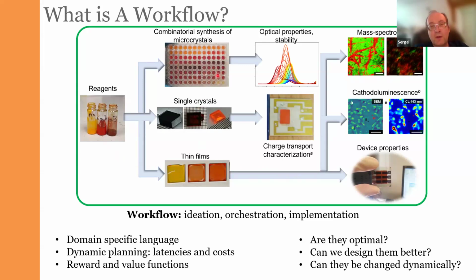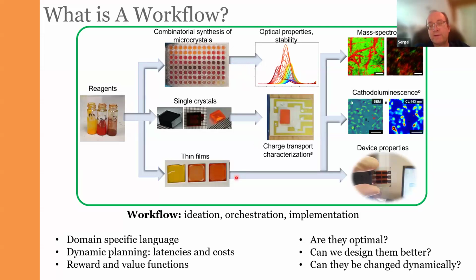For example, we know that combinatorial synthesis is relatively fast, and the characterization of the combinatorial library is also fast. Making films takes considerably more time, and measuring the device property takes even longer. So the problem that we have in the real lab is how can we use the combinatorial libraries and the property measured on the combinatorial library in order to help us make better films.